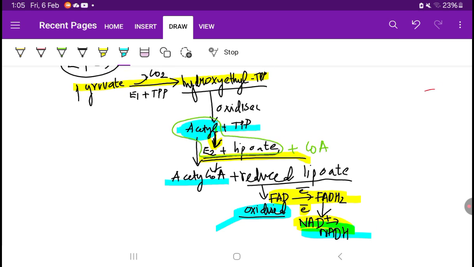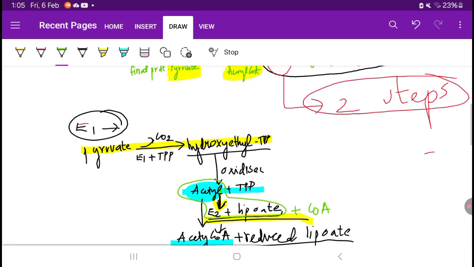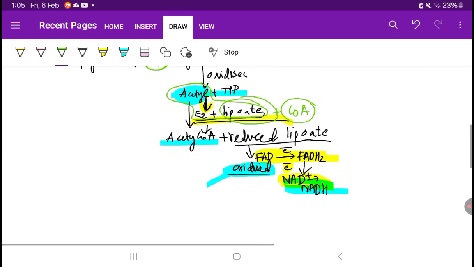We have seen the cofactors. If you want, I can mention them once again. In the first step, TPP. The second step, coenzyme A and lipoate. In the third step, it is NAD plus and FAD. They are the cofactors.